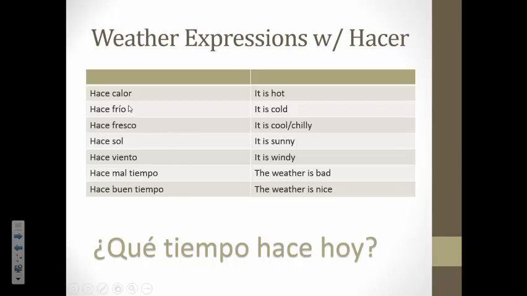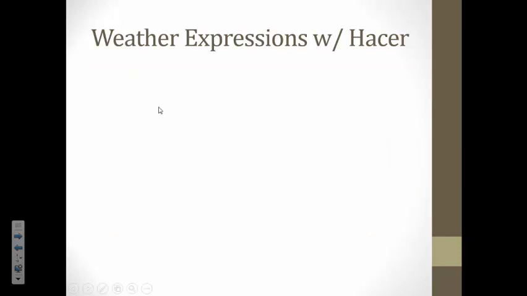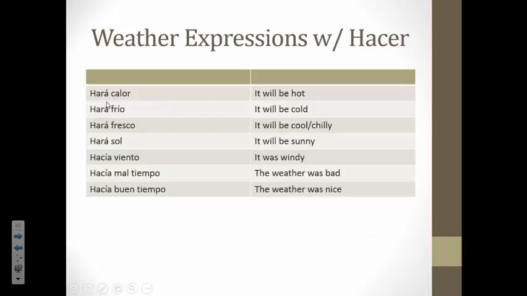Okay, so far in your Spanish career, you've really just used these weather expressions in the present tense. I do want you to realize that you can use them in the future, you can use them in the past, so that's what our next slide is going to address. To use these expressions in the future or in the past, all you need to do is change the form of hacer. Okay, so to put these in the future, you're going to want to change hace from present tense to its future form, hará.